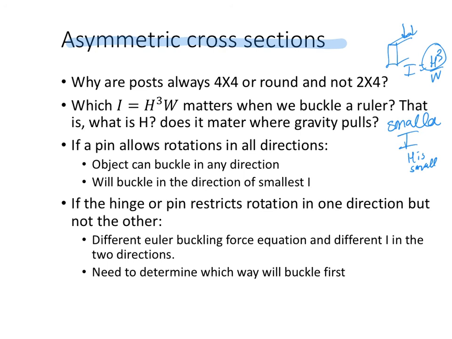So if a pin allows rotation in all directions, then the object can buckle in any direction, and it will buckle in the direction of the smallest I. But if the hinge or pin restricts rotation in one direction but not the other, then we end up with different Euler buckling force equations and different second moments of inertia in the two directions, and we need to determine which way it'll buckle first by calculating both Euler buckling forces using different equations for the Euler buckling force and different second moments of inertia.